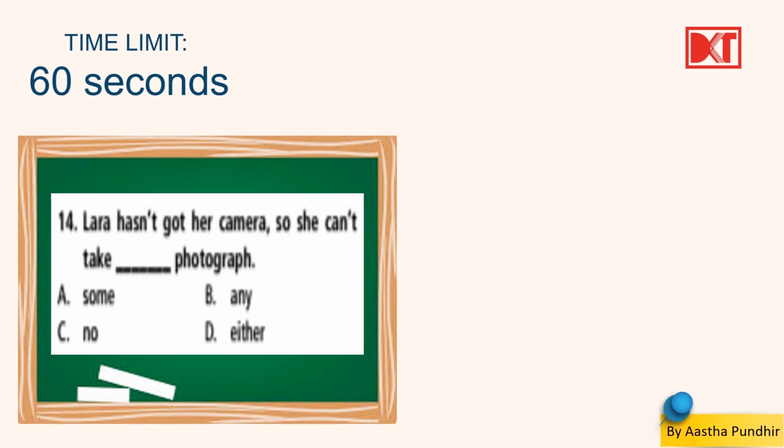Lara hasn't got her camera, so she can't take dash photograph. Some photograph, any photograph, no photograph, either photograph. Lara hasn't got her camera, so she can't take any photograph. Okay, so answer is B. Here the sentence is negative. We have to give it a negative outlook, so she cannot take any photograph.